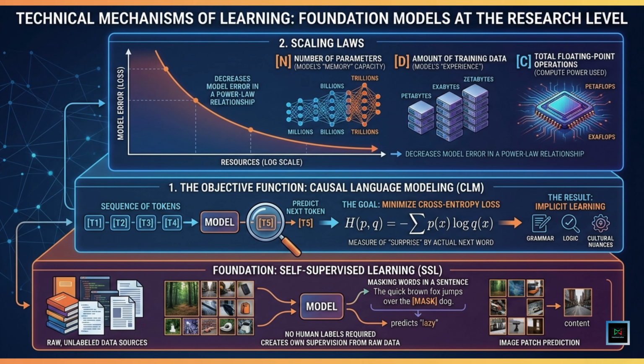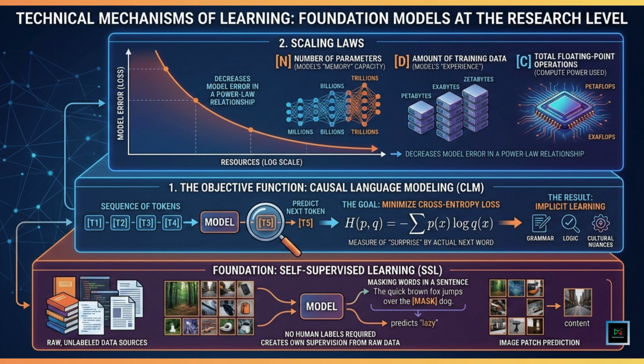So the goal is to minimize the cross-entropy loss, a mathematical measure of how surprised the model is by the actual next word. By predicting the next word trillions of times, the model implicitly learns grammar, logic, and even cultural nuances.